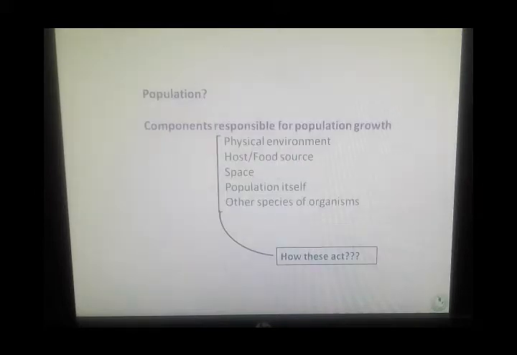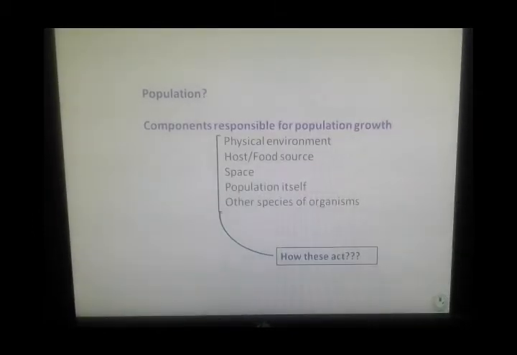Now, what do you mean by a population? This term is very well known to all of you, I know. But still, if you recall your UG days, this population is a group of organisms of the same species occupying a particular area at a specific time, and that is called a population.